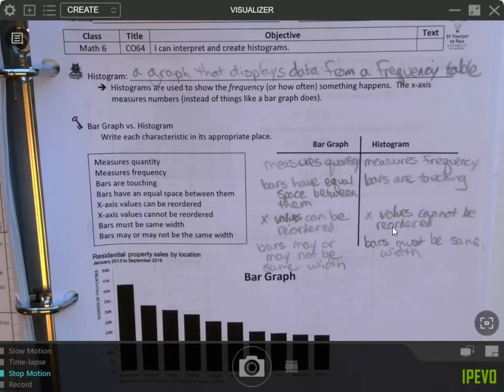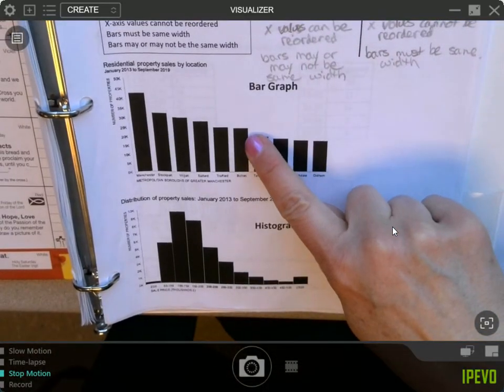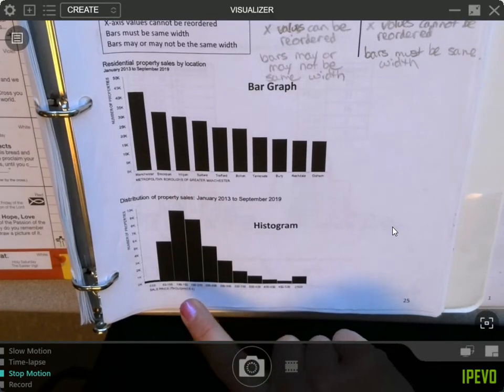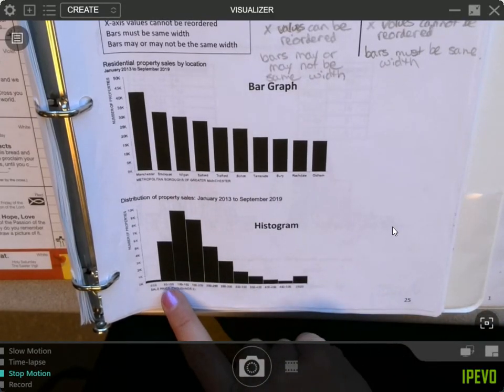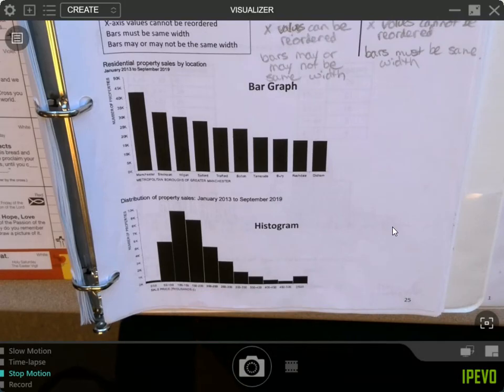Morning. Today we are correcting CO64, working with those histograms. Remember, there were some key differences between the bar graph and the histogram. Working with the histograms, we see frequency. Some of us are asking questions, which is great. On that Khan Academy, there is a histogram exercise.